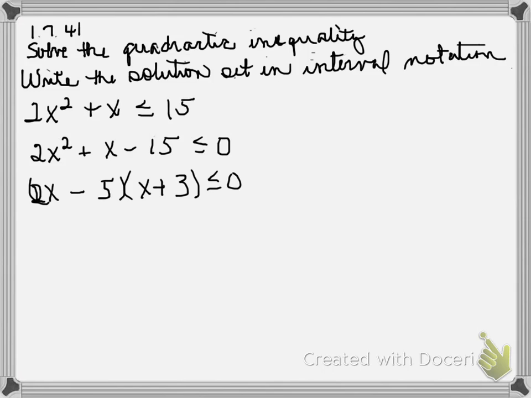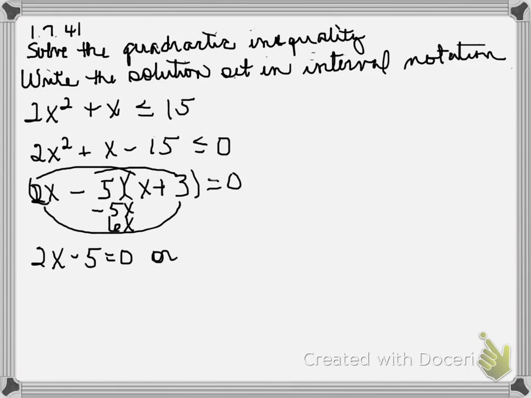So to check, using FOIL, first you have 2x squared. Then outside is 6x. Inside is minus 5x, which combine to make the x, and then minus 15. So that is our factorization, but let's do the equation, not the inequality. Okay, so then our zero factor property says that 2x minus 5 has to be 0, or x plus 3 has to be 0, if they multiply to make 0.